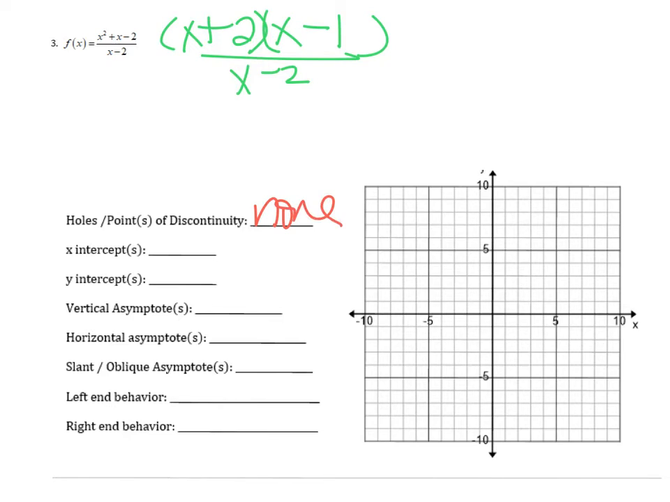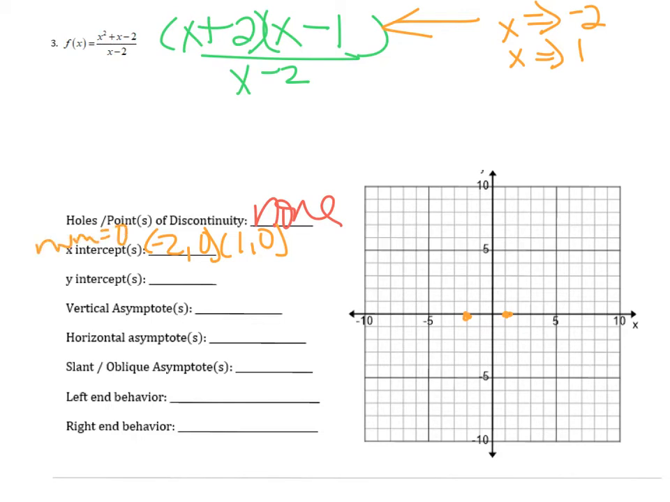X-intercepts, we've got from these, x-intercept at negative 2, x-intercept at 1. Oh, sorry, negative 2, 0 and 1, 0. Those are my x-intercepts. Basically, that's when you set your numerator equal to 0. Please make sure you remember those for the test.